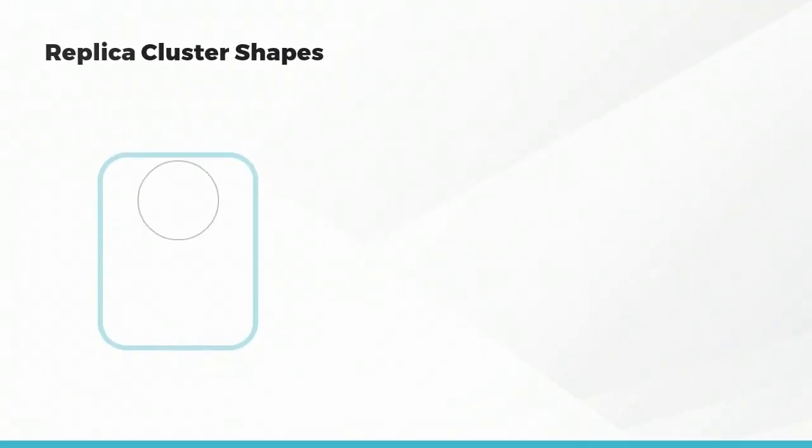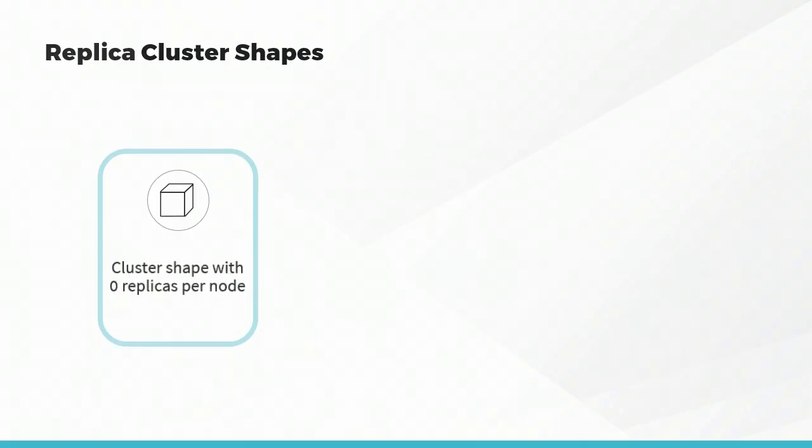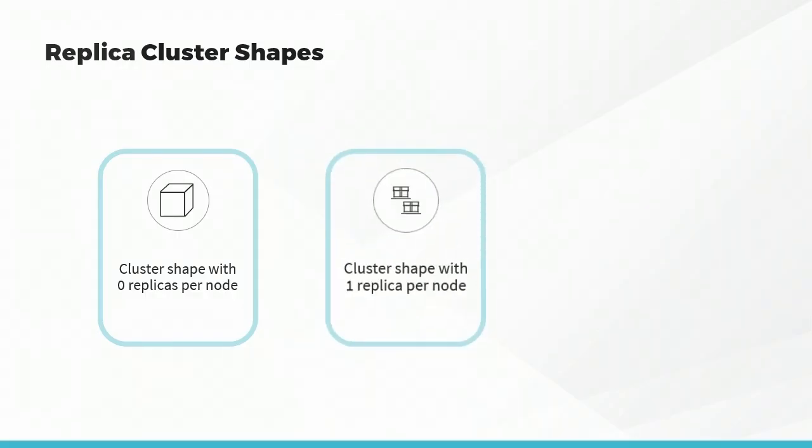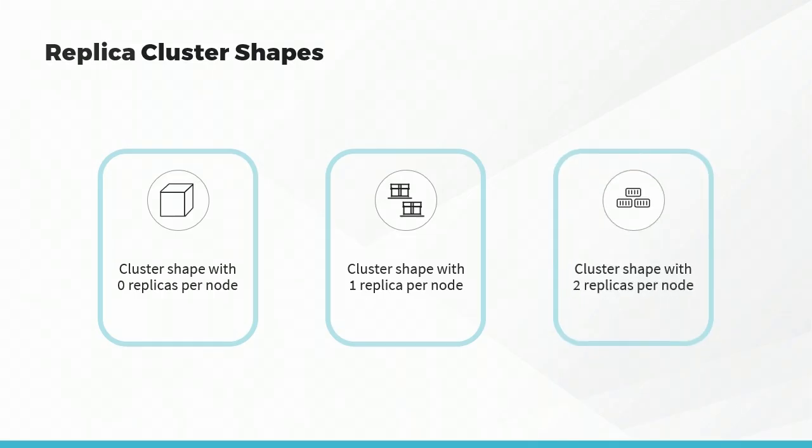So let's talk a little bit about replica clusters and shapes. So cluster shape is with 0 replicas per node. This is kind of what it looks like. It's just a single node. And here's what something like that will look like. So you'll have a cluster shape with 1 replica per node. So you can see I have 1 node and then its replica for it. And then a cluster shape with 2 replicas per node is going to look something like that. So this is kind of the visual representation of what these cluster shapes will be if you have 2 replicas per node. And so you can use these replicas just, again, to increase read throughput by scaling reads.